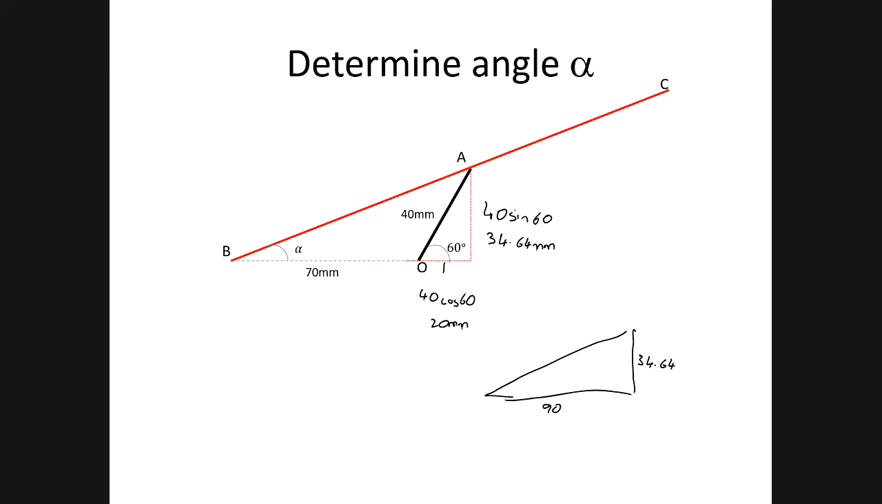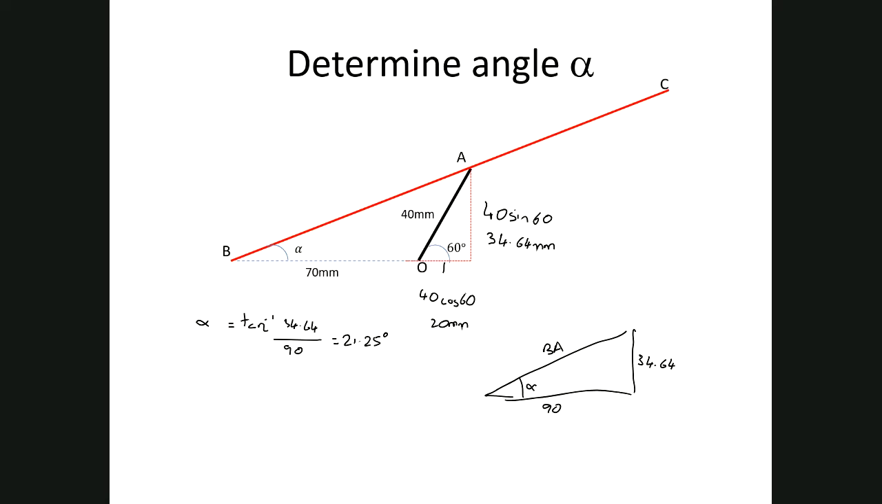And therefore that angle can now be worked out, and length BA can also be worked out. So we'll do both of those over in this side. The first one is the angle alpha. That is equal to the inverse tan of 34.64 over 90. That is equal to 21.25 degrees by my calculator.